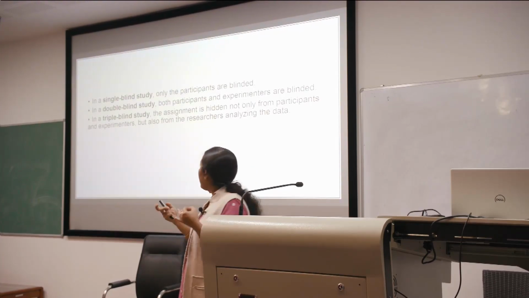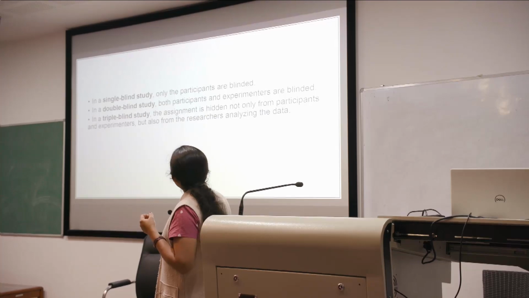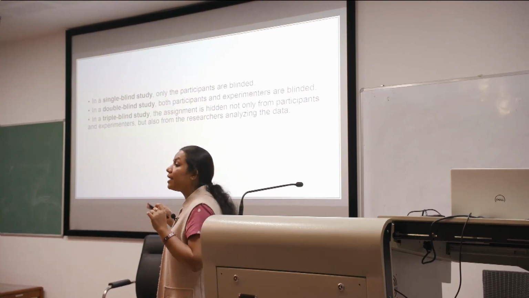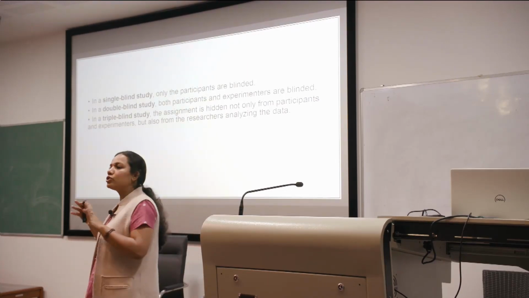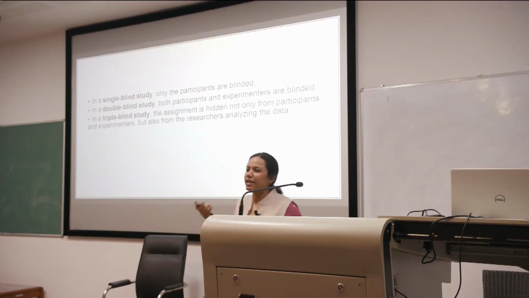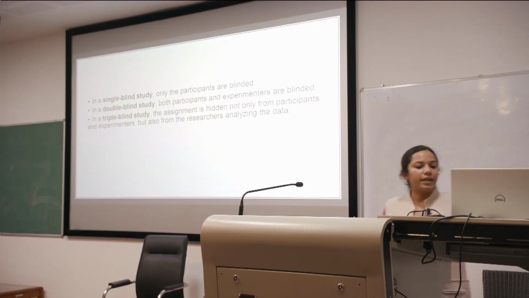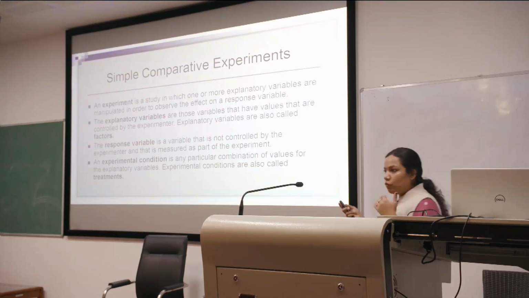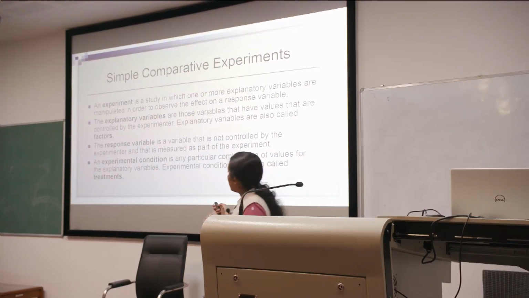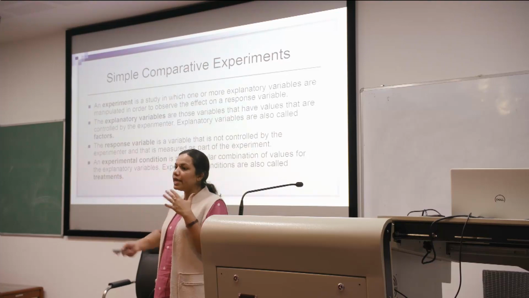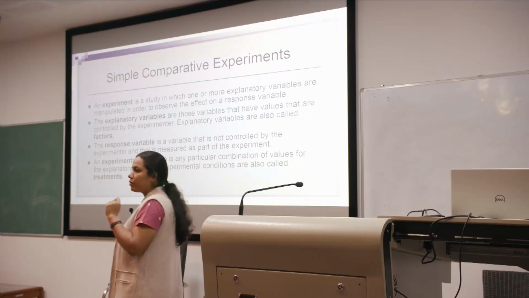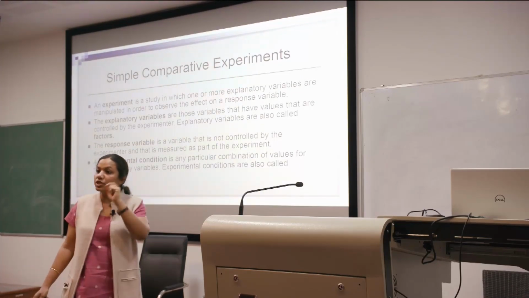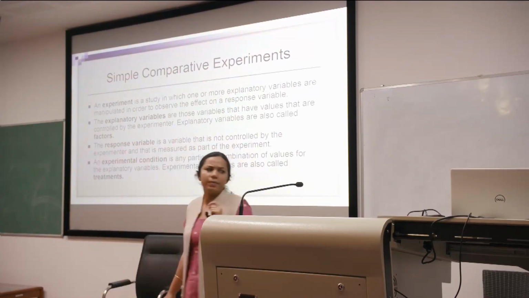Clear? And in triple blind, it is not only the participants and experimenters, but also the researchers analyzing the data who are blind. So these are different types of experimental studies, but in our case, what we did is kind of a single blind. We know what we are using it for, but the farmers are blind. They don't know where this kind of information is being used. Okay, a simple example I used.